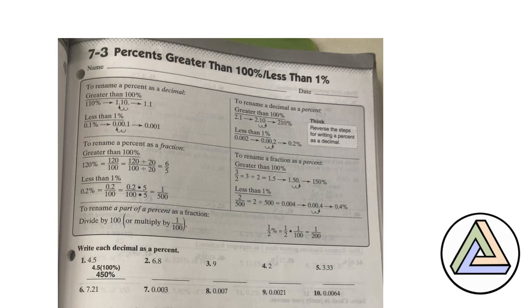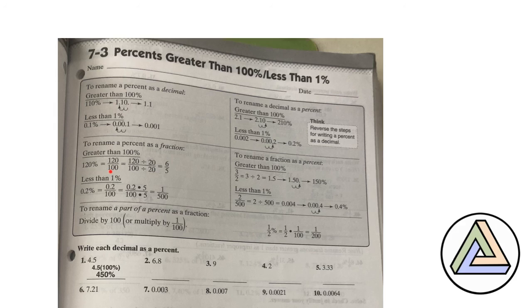All you have to do is just take whatever that number is, stick a 100 underneath it, and then just reduce it, okay? So if they give you a percent, just put a 100 underneath it and then reduce the fraction. Now, when I say reduce the fraction, basically what I mean is, find the greatest common factor of both the denominator and the numerator and divide the denominator and the numerator by the greatest common factor.